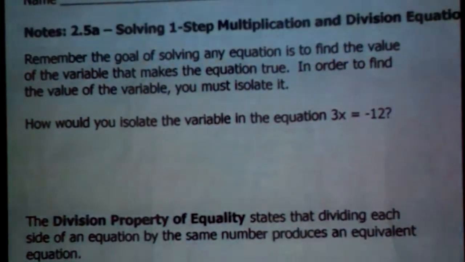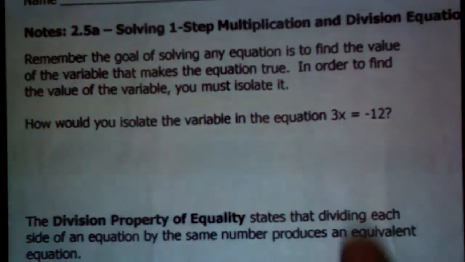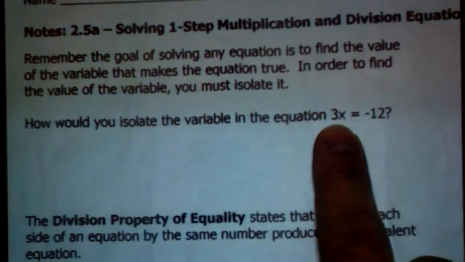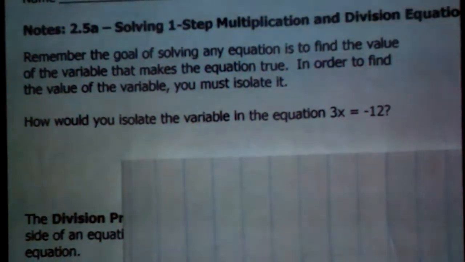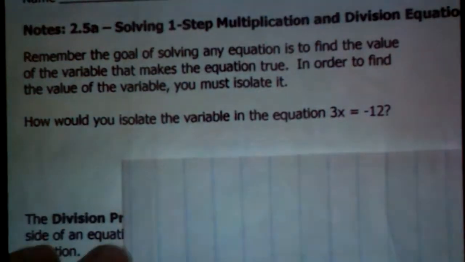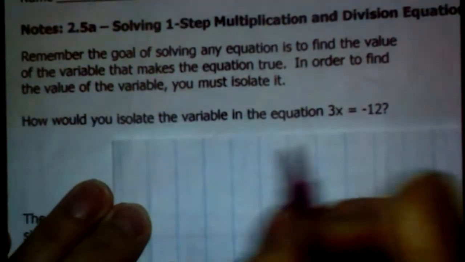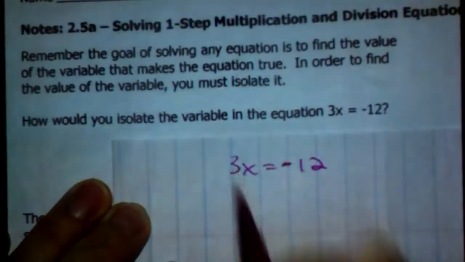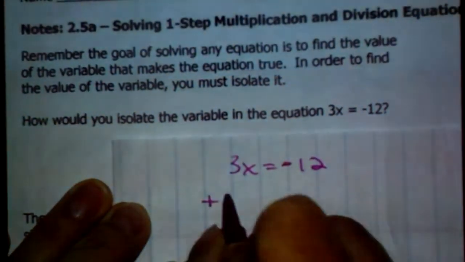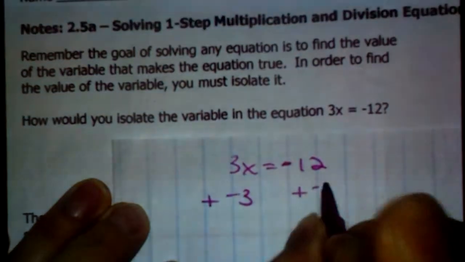And I just want you to think for a moment about what you could do to each side to get that x by itself. Generally when we've had this discussion in class, don't write what I'm writing right now, but a lot of people say, well, 3x equals negative 12, in order to get rid of this, I can just add a negative 3 to each side.